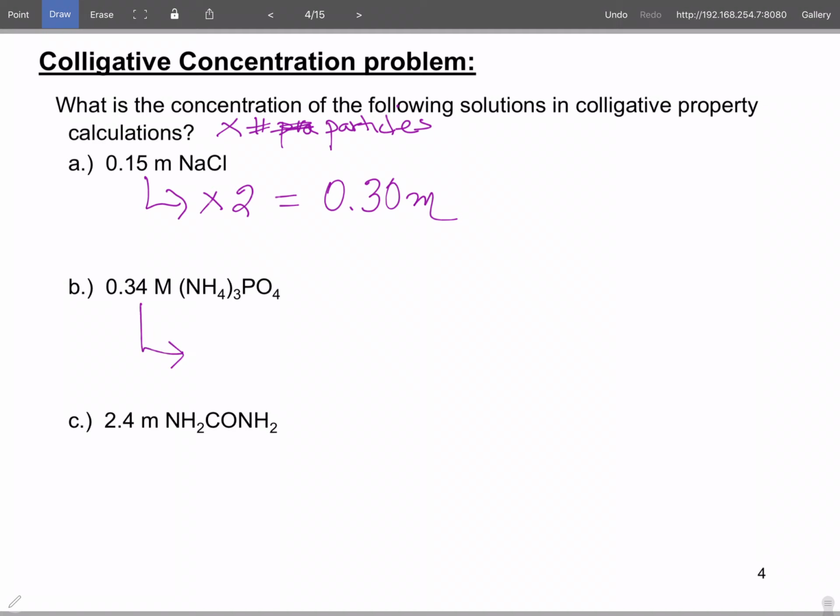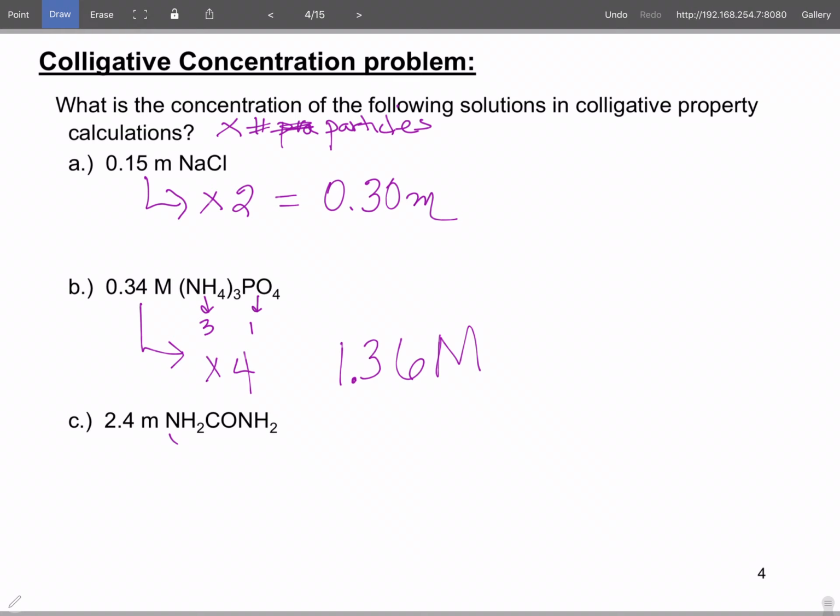If we're looking at ammonium phosphate, we've got 3 particles here, 1 particle here. So we're going to end up multiplying it by 4. 4 times 4 is 16. Carry the 1. So 1.36 molar, if you're talking about colligative properties.